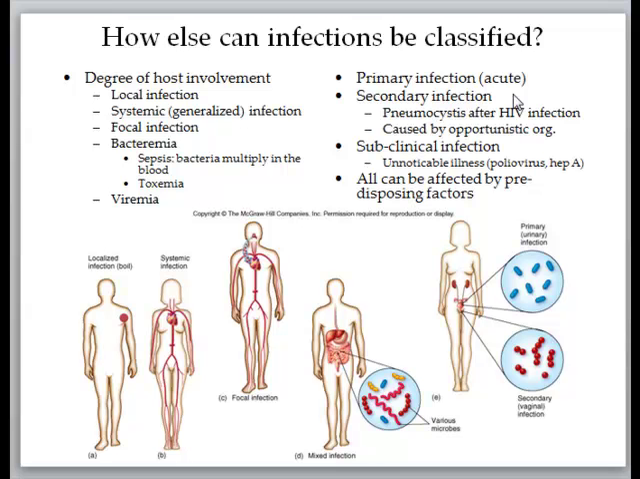For example, a cold can eventually turn into a pneumonia kind of case. Those are called secondary infections. And the example over here is Pneumocystis pneumonia, which is a consequence of AIDS, an example of a secondary infection. Bronchitis, which follows influenza, is also an example of a secondary infection. Subclinical infections are inapparent infections that are not causing disease. For example, hepatitis A virus or polio virus can be there, but it's not really causing any noticeable disease. All of this can then be affected by predisposing factors.